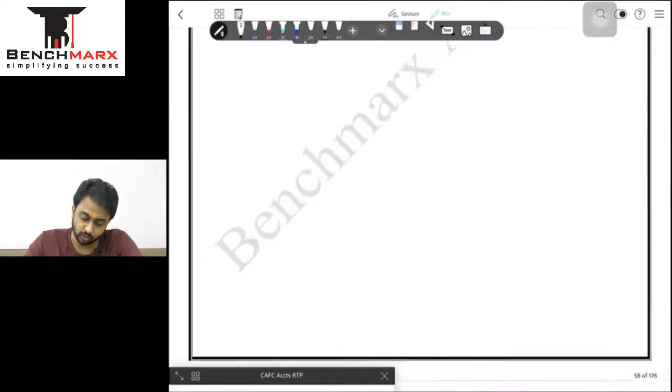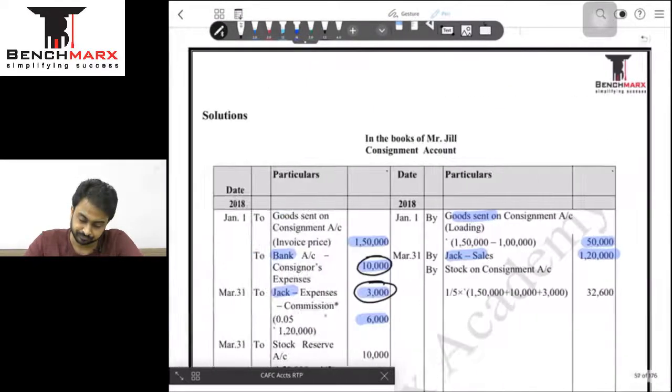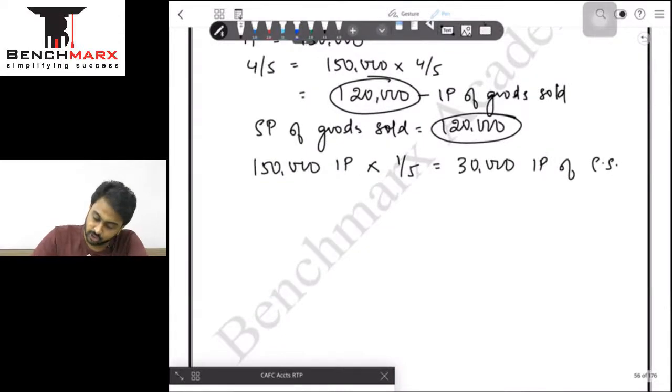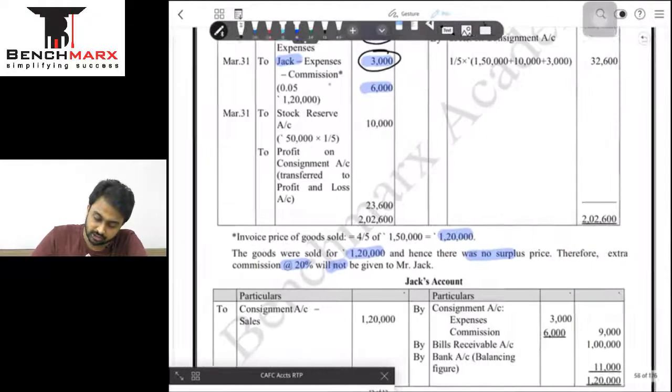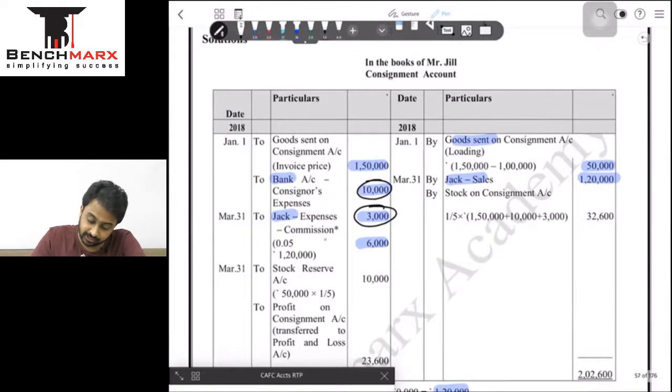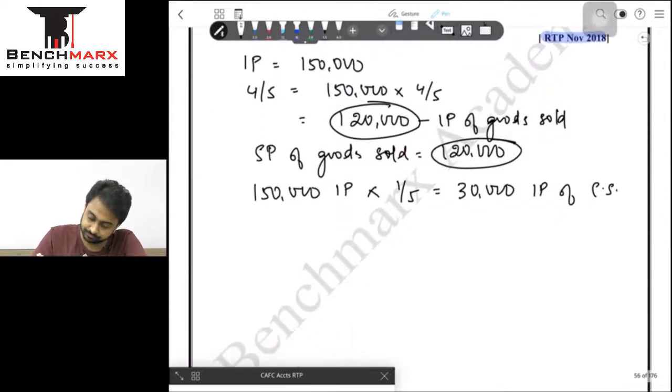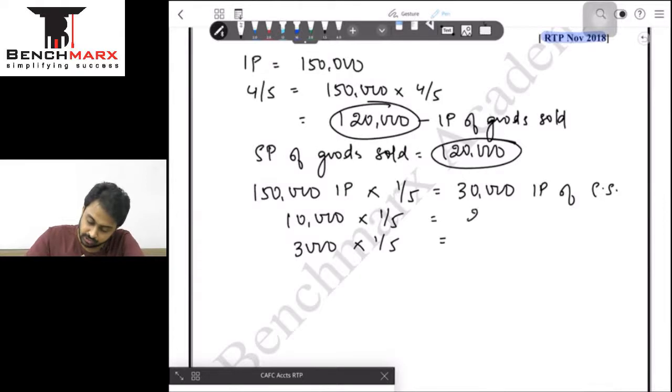Have they given the working note for valuation? I don't think so. They have not given it separately. Okay, so we'll do it separately. Very simple. So this is done. Then what is the expense? 10,000 and 3,000, consignor expenses and Jack's expenses. Okay. So 1/5 of 10,000 and 1/5 of 3,000 appears to be 2,000 and 600.